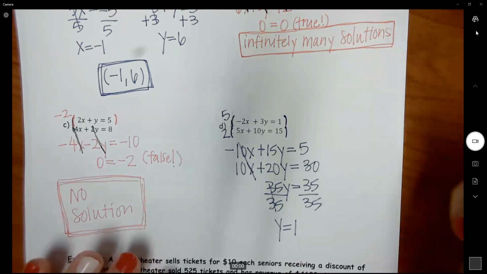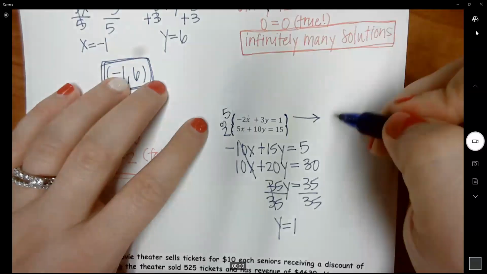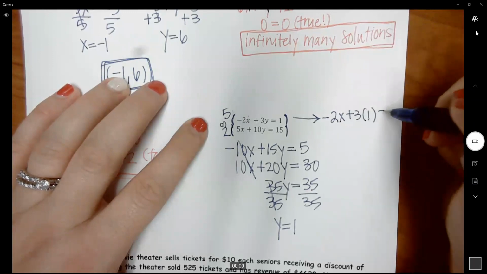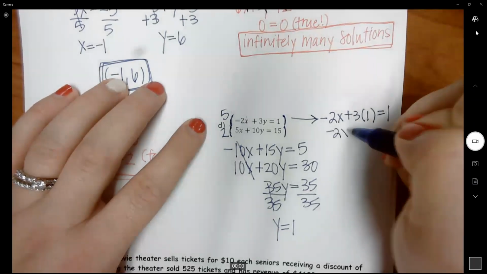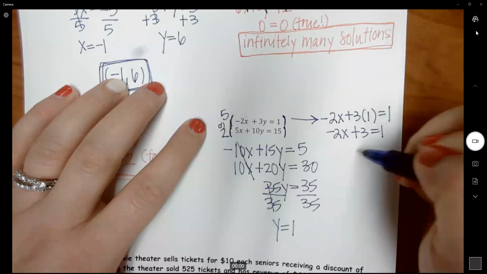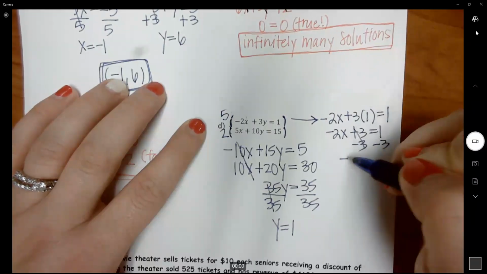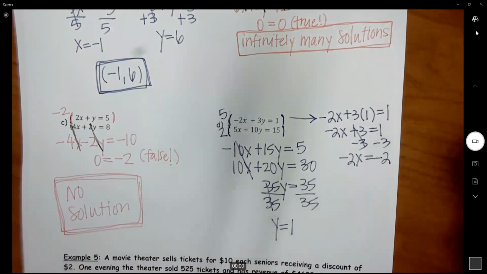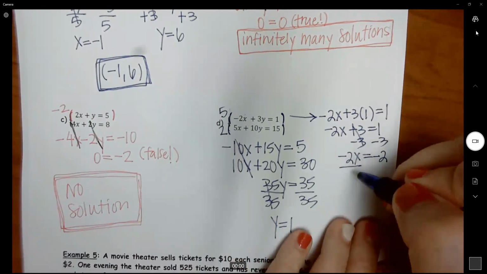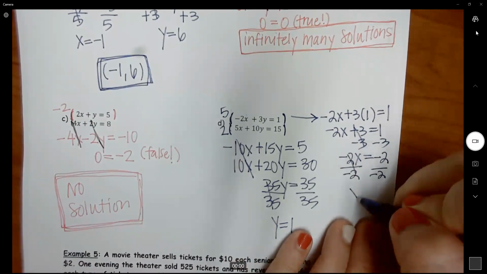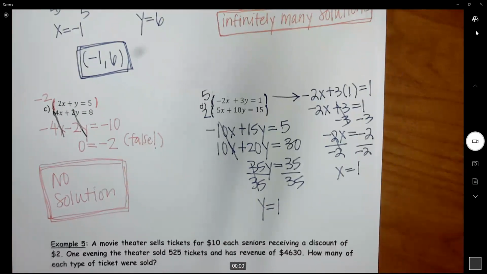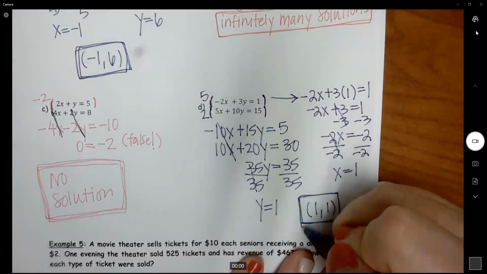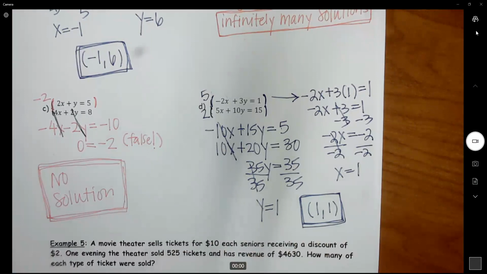So if I plug this into the top one, I'm going to get -2x plus 3 times 1 equals 1. So this is -2x plus 3 equals 1. Subtract your 3. -2x equals -2. Divide by -2. And x also equals 1. So my answer is 1, 1, because when I have one solution, we write it as an ordered pair.